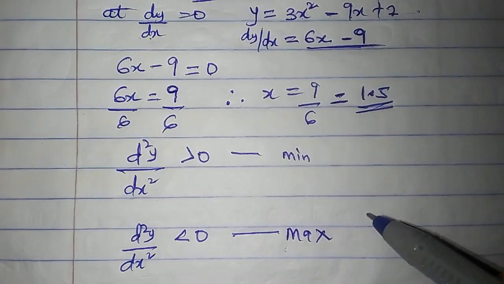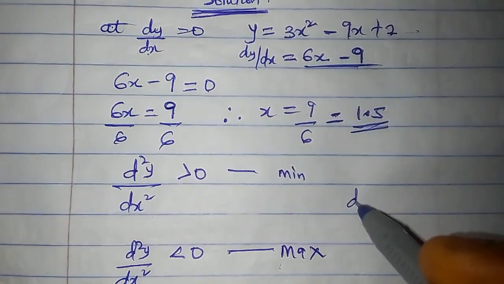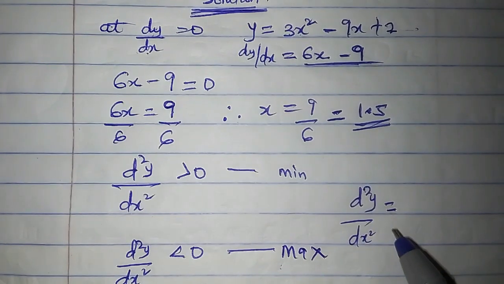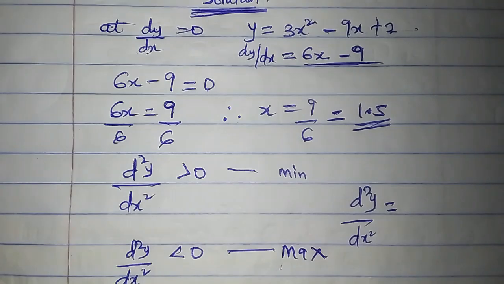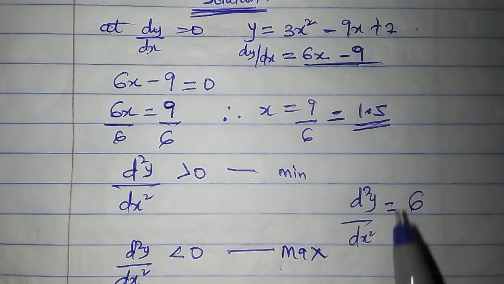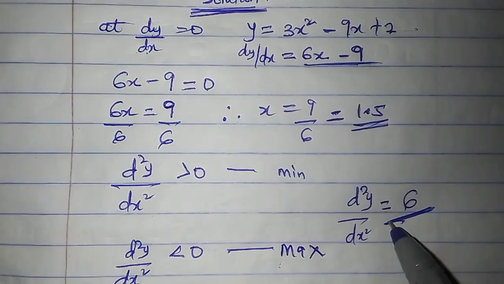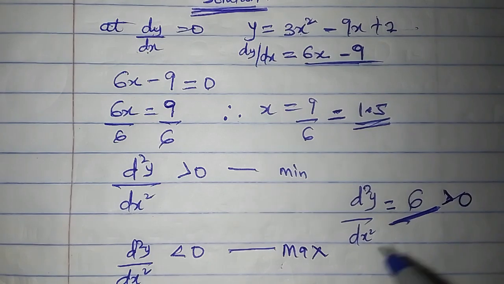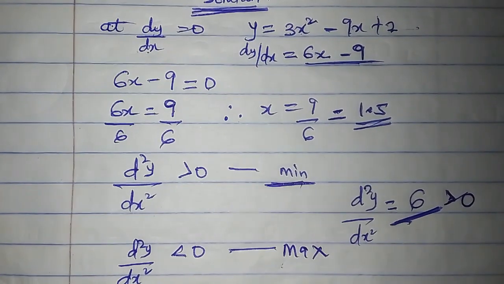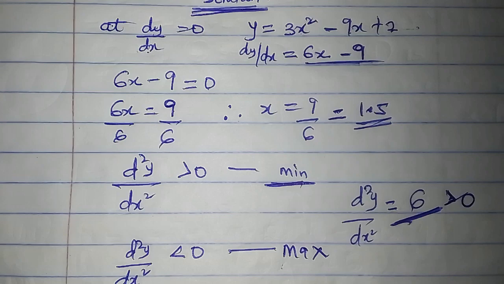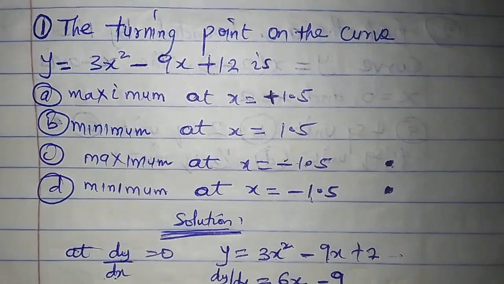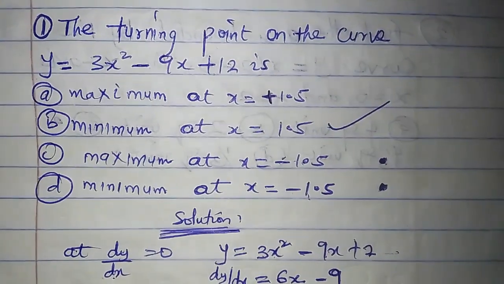Differentiate 6x, that's what? So d squared y over dx squared is equal to, differentiate 6x to obtain 6. Differentiate minus 9 to obtain 0. So our d squared y over dx squared is 6, and 6 is greater than 0. It means that the function is minimum at the point 1.5. So my answer is minimum at x equal to 1.5, option B.